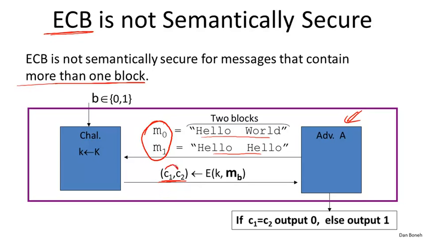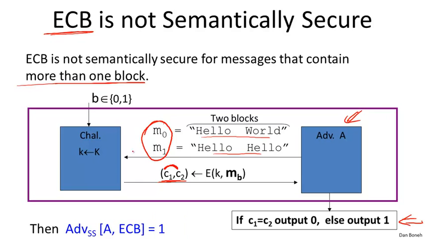And then if the two ciphertext blocks are the same, then the adversary knows that he received an encryption of the message hello, hello. And if they're different, he knows that he received an encryption of the message hello, world. Okay, so he just follows a simple strategy here. If you think about it for a second, you'll see what his advantage is. So what is the advantage?